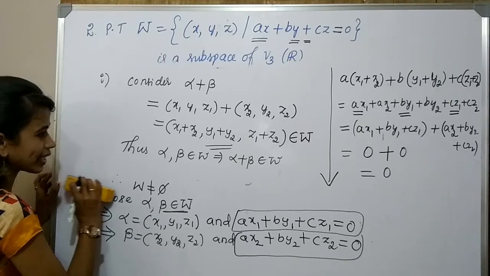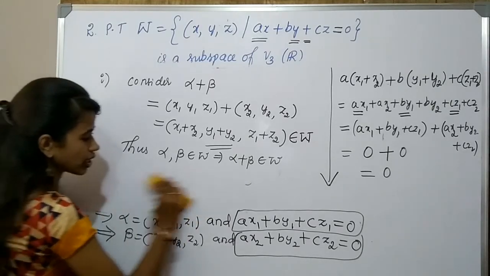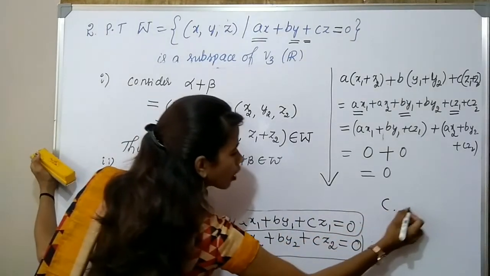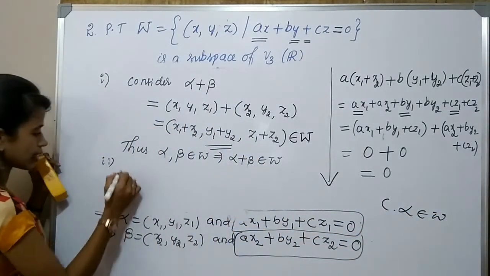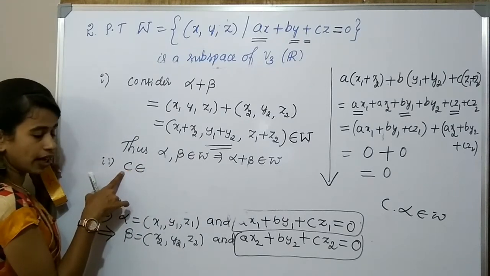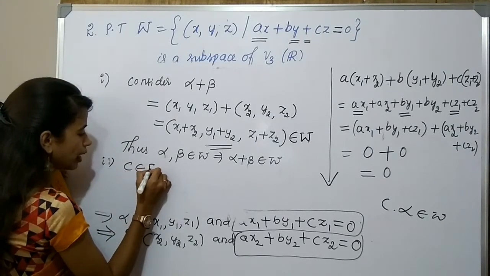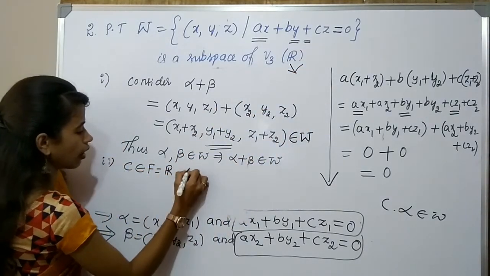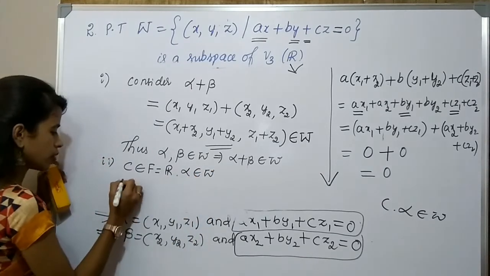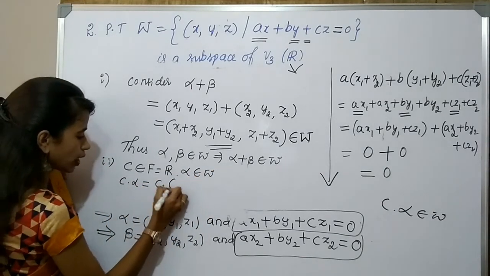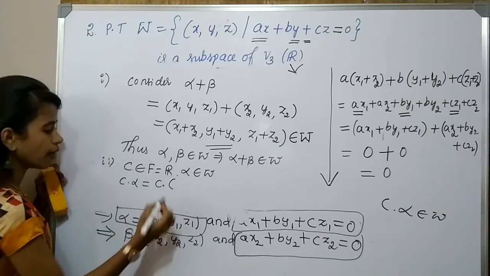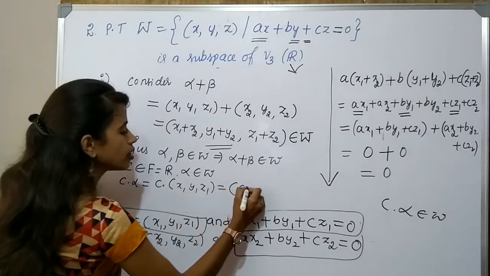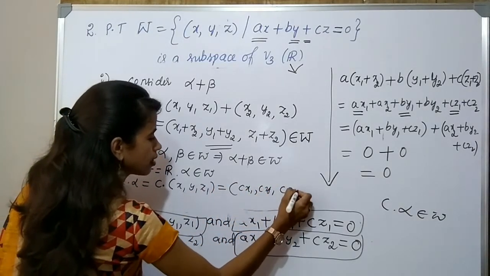So next, what is the second condition? We have to show that c dot alpha must belong to W. For that, consider c. So c is a scalar. We choose c in the field F. Here the field is R. And alpha belongs to W. So c dot alpha is equal to c dot alpha, where alpha is x1, y1, z1. If I multiply c within the bracket, we get cx1, cy1, cz1.